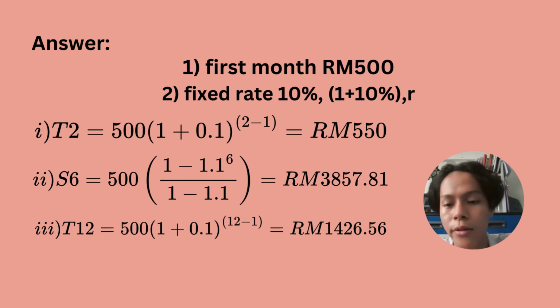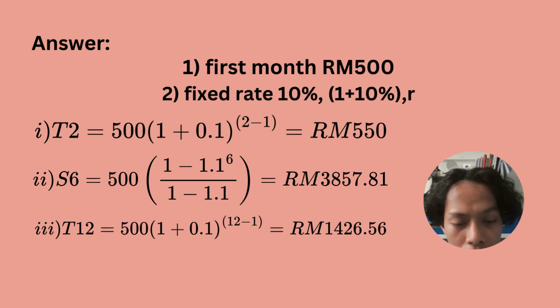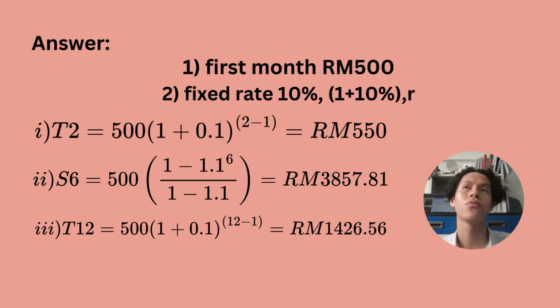3857.18 ringgit. So for number 3, we use equation number 1 again because he wants to know the specific amount for his last month, right? So use the first equation. Put all the info where n equals 12. So the answer you will get is RM1426.56. So that's the answer for this question.